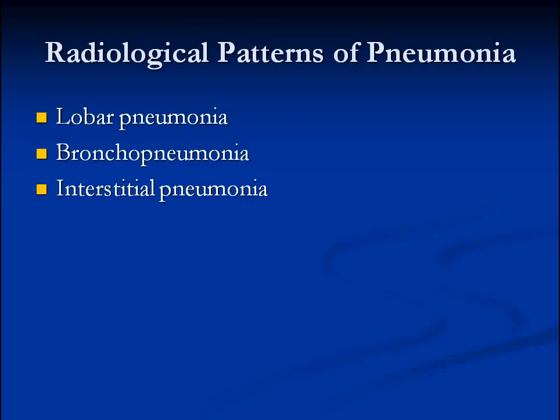Now the last topic I'm going to touch on is the radiographic patterns of pneumonia that we see in the lung. Basically there are three different patterns of infection of the lung. There's a lobar pneumonia pattern, there's a bronchopneumonia pattern, and an interstitial pneumonia pattern. And all three of them are distinct, and all three of them are caused by different agents. So it's something that you want to remember when you're looking at a chest X-ray.